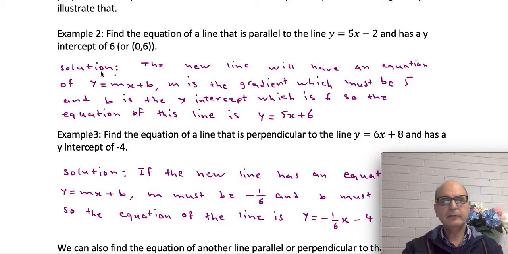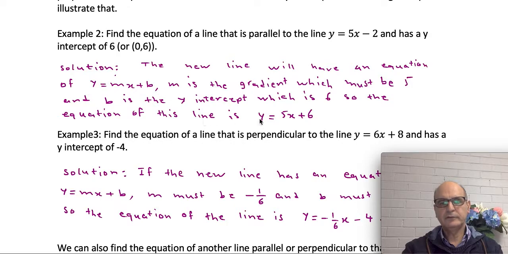So if our new equation is this, the line we are after is y equal to mx plus b. Remember, m is the gradient and b is the y-intercept. Because they are parallel, the gradient of this new line must be the same as the gradient of the given line. The gradient of the given line is 5, so m must be 5. And b is the y-intercept of this line, which they are telling us must be 6. So that is enough for us to find the values of m and b and complete the equation.